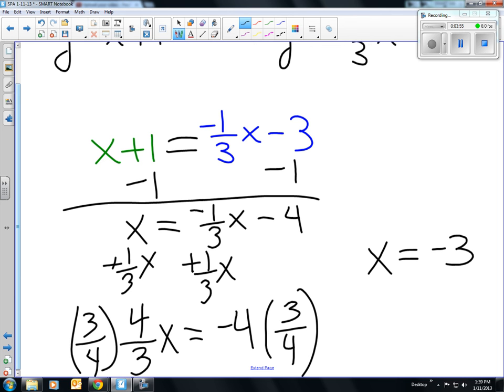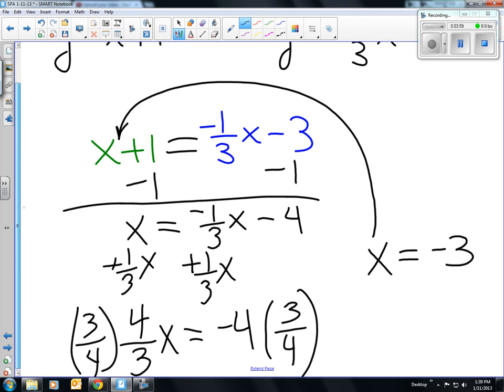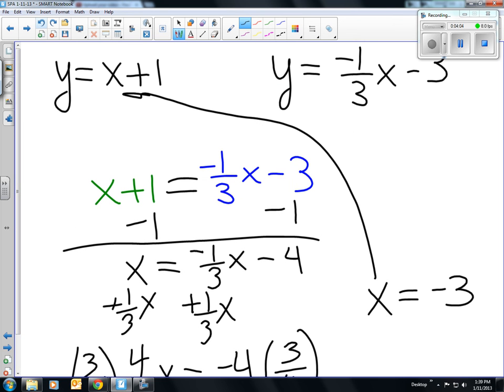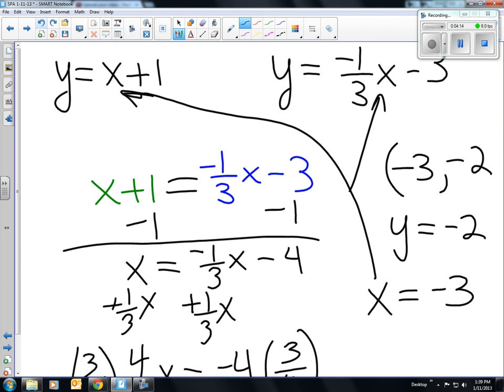And then you could take that x equals -3 and put it right back into either equation for x and solve for y. And you'll get that y equals -2. And again, you want to write your solution as an ordered pair here. So that would be your solution.